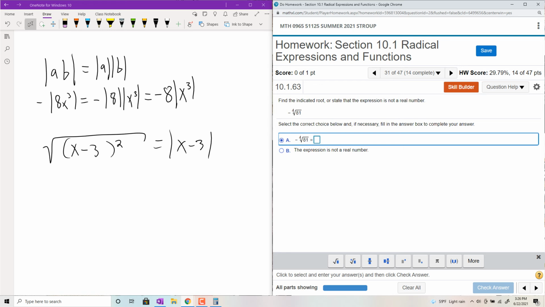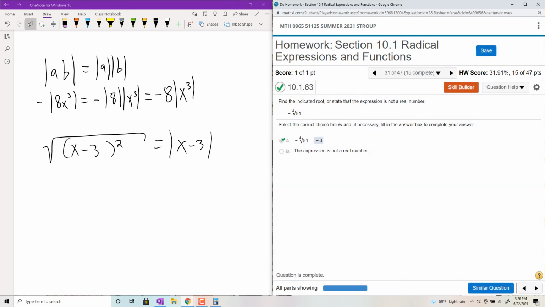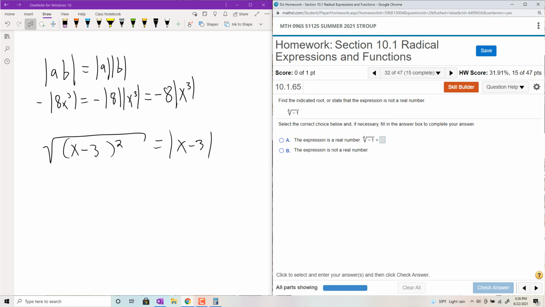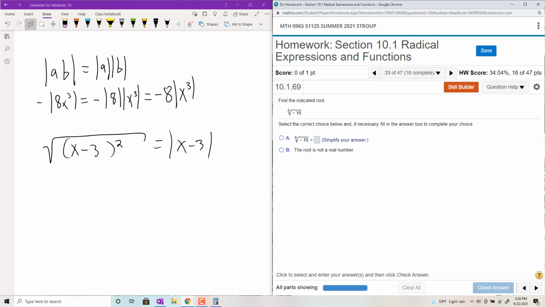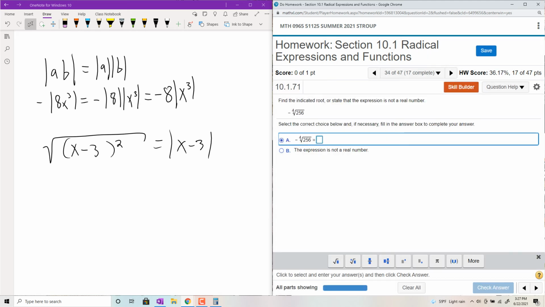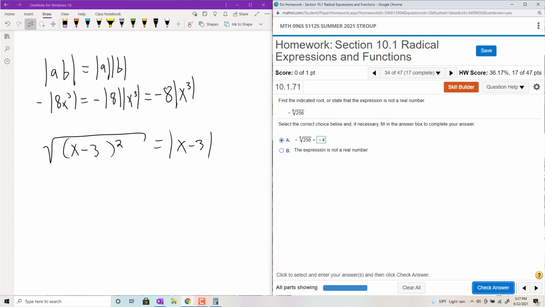This will be negative, I guess, 3. Whoops, not real. Can't take an even powered root of a negative number. Can't take an even powered root of a negative number. Oh, and this would be negative 4. All these the same. 243. That sounds oddly familiar.